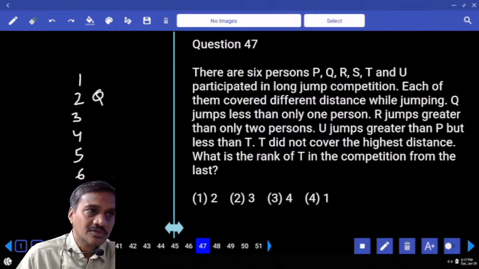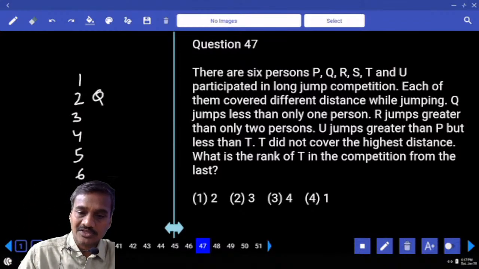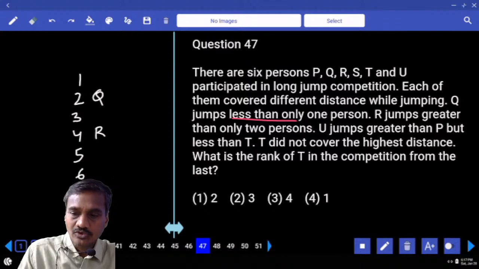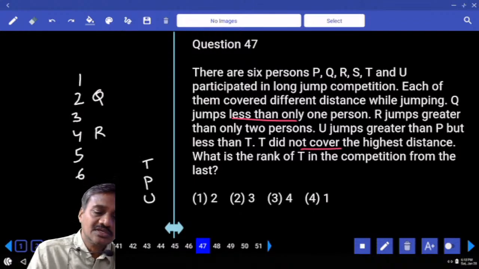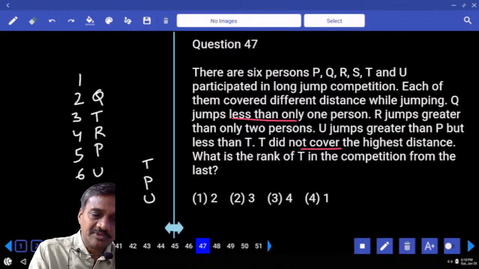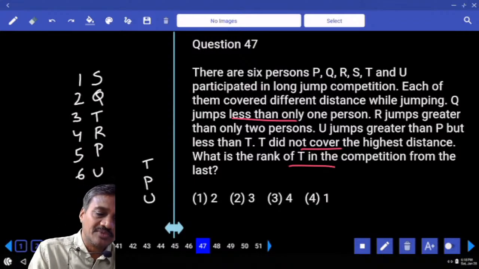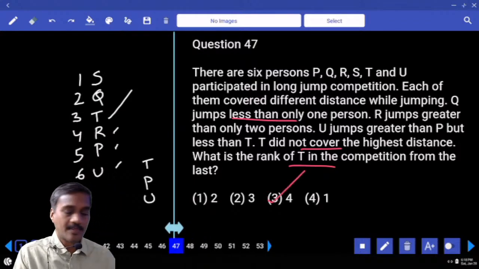Q is less than only 1 person, and greater than all the remaining. R jumps greater than only 2 people. And U jumps greater than P. U is greater than P but lesser than T. T did not cover the highest, T cannot be the highest. T is here, P is here, U is here. Now tell me the remaining, P, Q, R, S is here. Then what is the rank of T in the competition from the last? 1, 2, 3. Fourth from the last, that is choice 3, question number 47.